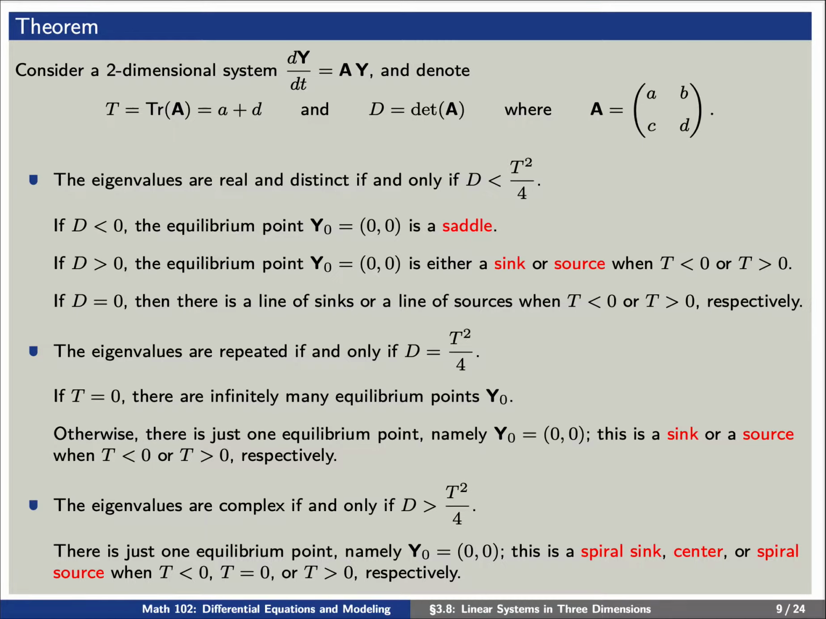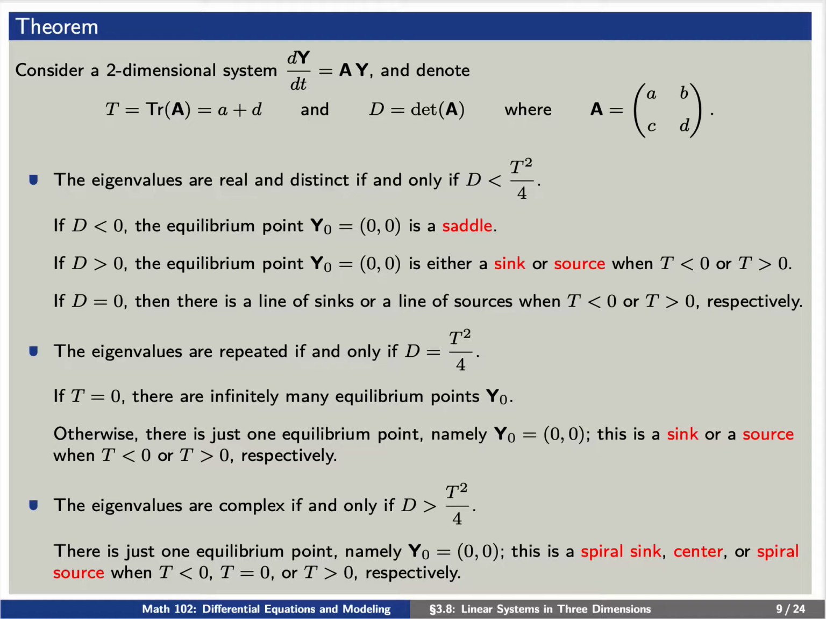The second case says that the eigenvalues of A are repeated if and only if D equals T squared over 4. If the trace T equals 0, then there are infinitely many equilibrium points. Otherwise, there's just one equilibrium point, and this is either a sink or a source, depending upon whether the trace T is negative or positive.